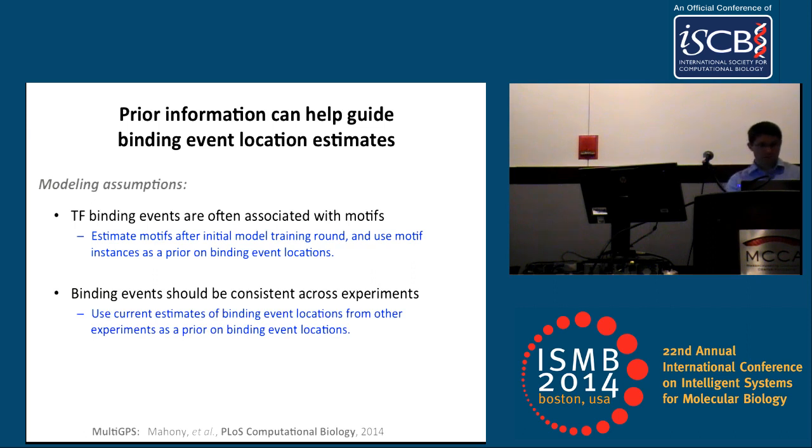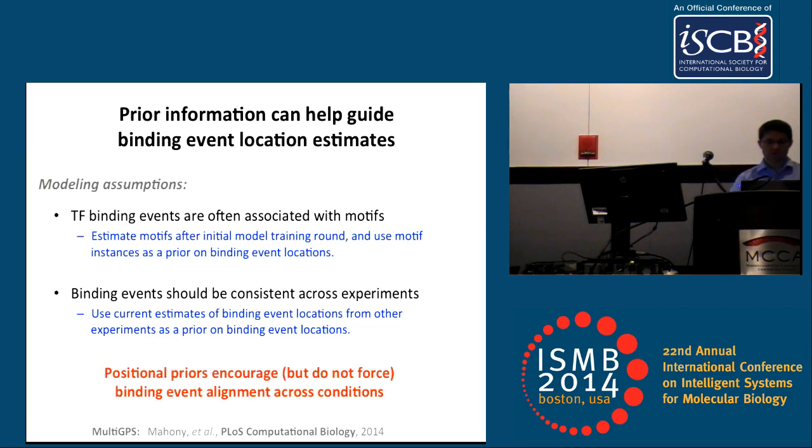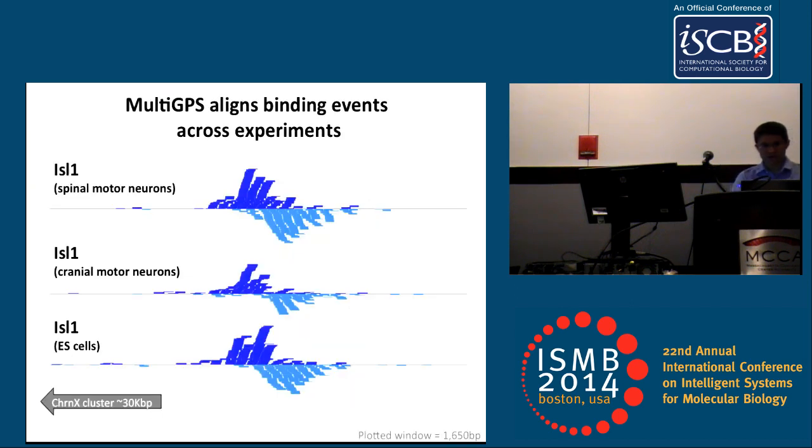Secondly, we're going to have another Bayesian prior within our model that encourages binding events to align across conditions. So with these 2 forms of prior, we're going to try to encourage, but not necessarily force, binding events to align across conditions. And now, at the end of training, we're hopefully going to get a consistent set of binding events and quantification of read enrichment at each of those binding events that we can go forward with differential binding analysis on.